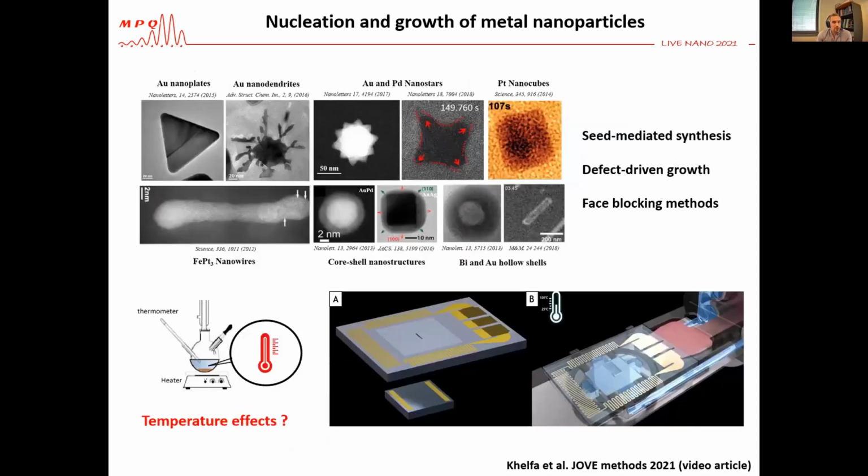So I start with the nucleation and growth of metallic nanoparticles. Over the last decades, there has been a lot of work to study with liquid cell TEM the growth of complex nanostructures, including gold nanoplates, dendritic nanoparticles, nanostars, nanocubes, nanowires, core-shell nanostructures. And all those great studies provide fantastic information on the role of seeds that are incorporated in the media to control the growth, on the role of defects, or on the role of functionalization on the growth process.